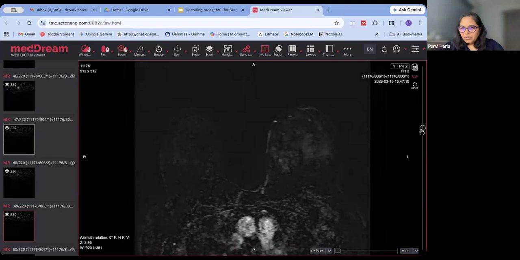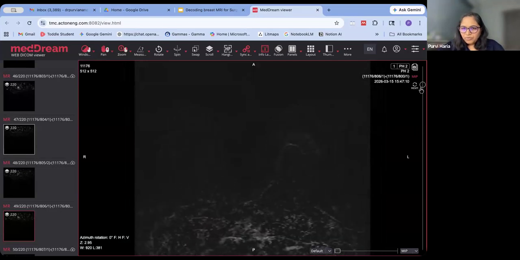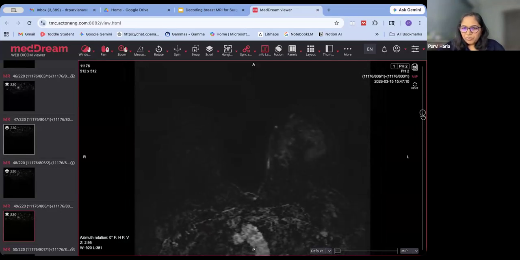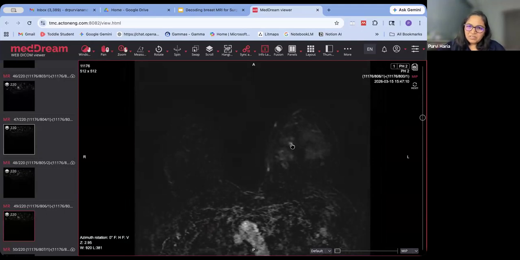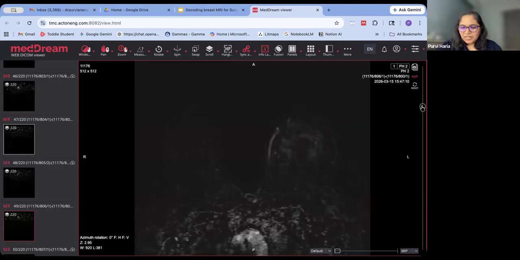So now I'm going to go down, going from top. This is a focus of enhancement which is very distinct from the rest of the enhancing foci. I will try to look for this focus of enhancement in the breast parenchyma. Now here I am, starting from the top.